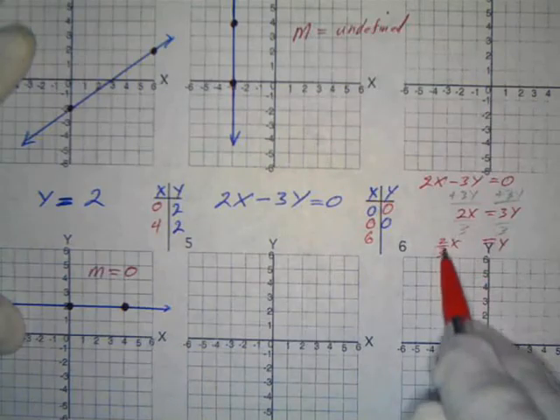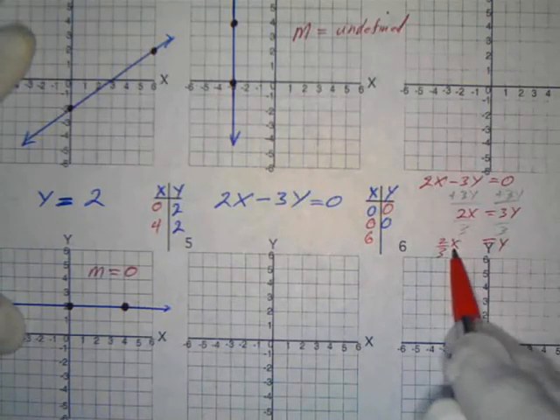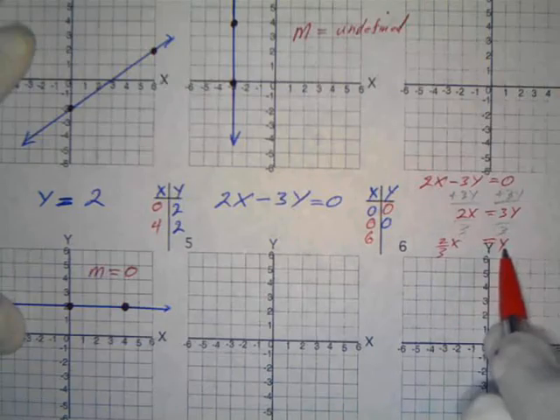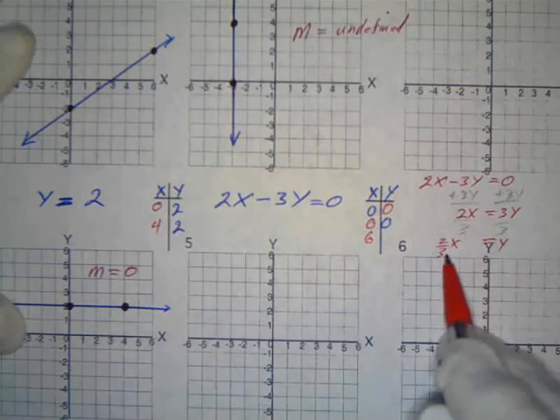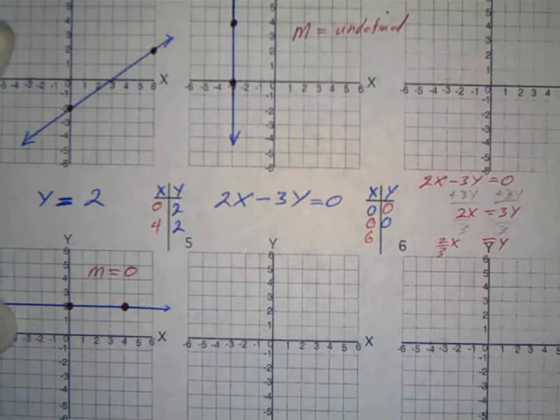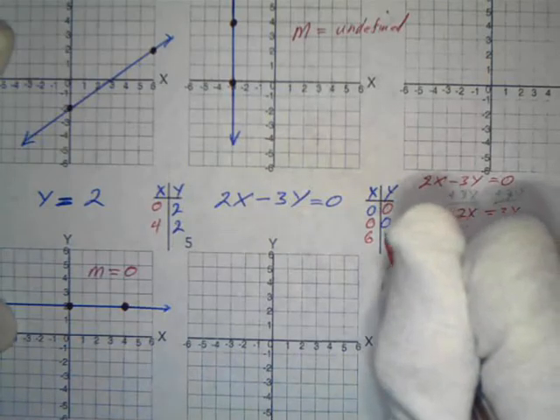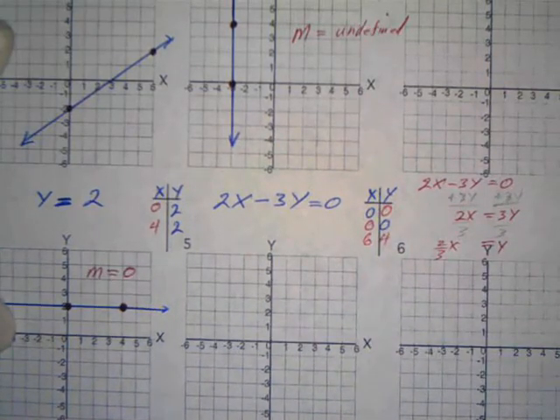So when x is 6, what's 2/3 of 6? That's what y is. Whatever I put in for x, I can find the corresponding value for y. So if I put 6 in, what's 2/3 of 6? Well, 2 times 6 is 12, and 3 goes into 12 4 times. So then we get 4. So those are our 2 points, so now we can graph it.